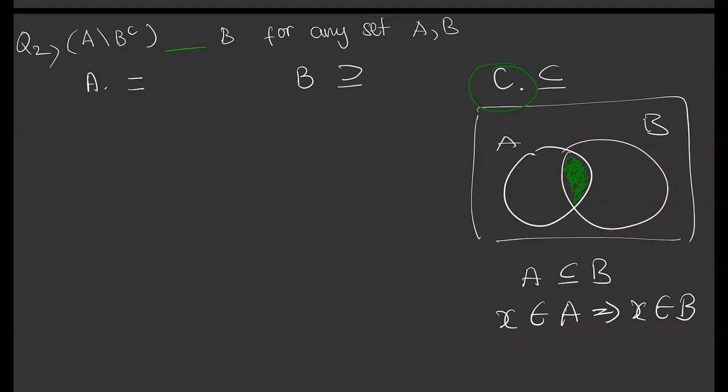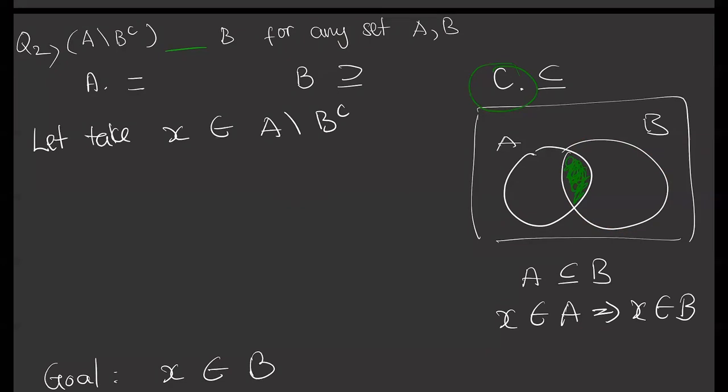And about formal proof, you have to start with, let's take X in this set. Okay. And your goal is to conclude that X is in B. So here, this one is the subset. So we first pick any element in this set, and we try to conclude that the element is also in this set. That's how we prove any set is a subset of another one.